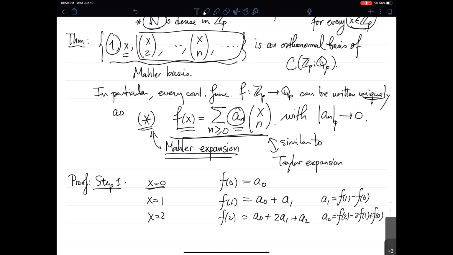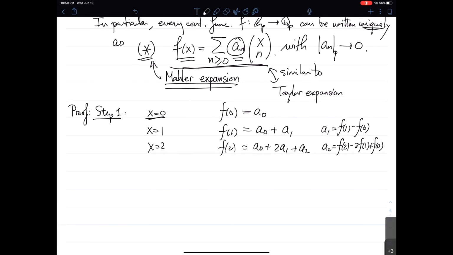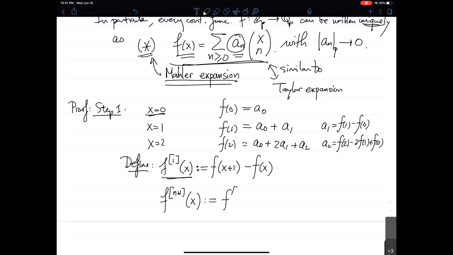You can imagine that I can repeat this, and then get all the values of a_n I want to find. Let's do it in a more systematic way. So I want to define f bracket 1. There are other ways to write this, and this is not a very standard notation. It takes the difference of f in x, so it's a difference function of f. Then I can take the (n+1)-th difference to be the difference function of the n-th one. So this is sort of the difference function.